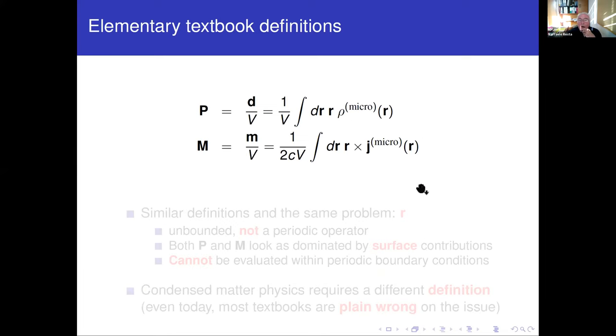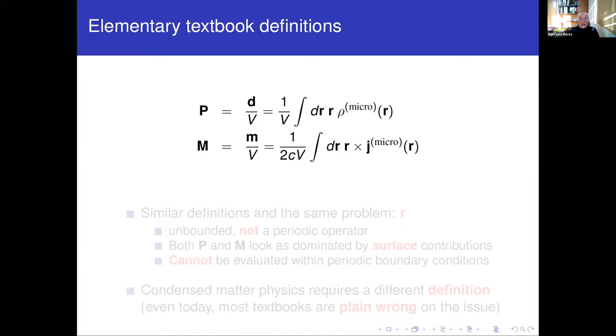And let's go back to the two main material properties that David addressed. One is polarization and one is magnetization. A very trivial definition, which is given even in textbooks, is the dipole moment per unit volume, the orbital moment per unit volume. And of course, this implicitly requires a bounded system, that is a finite crystalline, ideally even macroscopic, but definitely bounded.